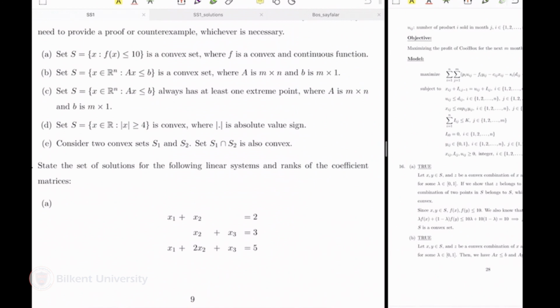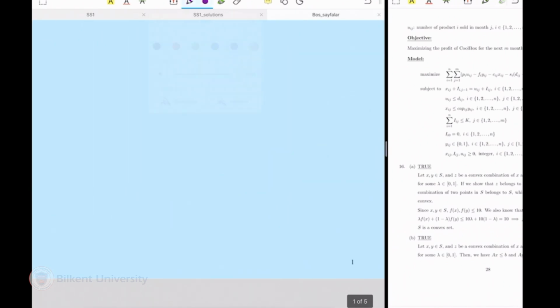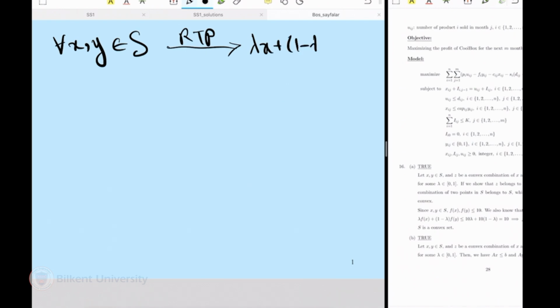I want to show that set S is convex, right? Let me solve it together for the first part. In order to show that S is convex, I need to show that for all x and y in S, lambda x plus 1 minus lambda y is still in S. If I can show this, it means that S is convex, as the definition states.